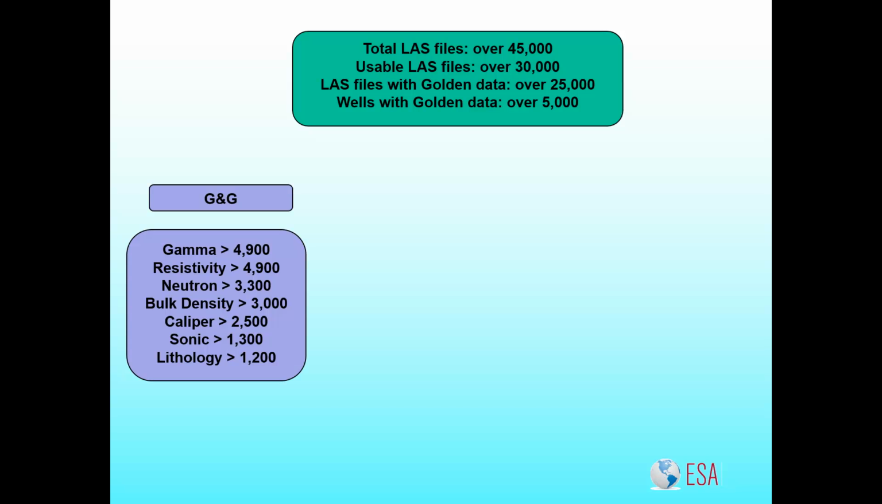To look at some of the numbers in particular of the exact curves that we're using, we classify them into general categories here. So this would be our G&G categories. And you can see that with gamma ray and resistivity, we almost always have those values for all the wells that we have data on. And then neutron and bulk density of a very big chunk there, and then less for caliper and sonic and lithology. The lithology would be the percentage of sand, shale, salt that we go through.